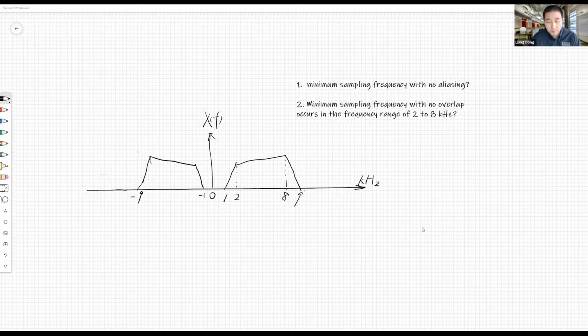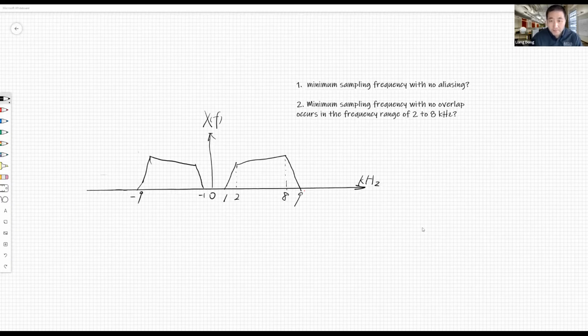Good morning, class. If you remember, the last quiz problem is to find out the sampling frequency. Sampling frequency should be greater than or equal to twice the maximum frequency in the original signal. So today, let me do an extended example from that problem. Here is the quiz problem that we finished last time, number one.